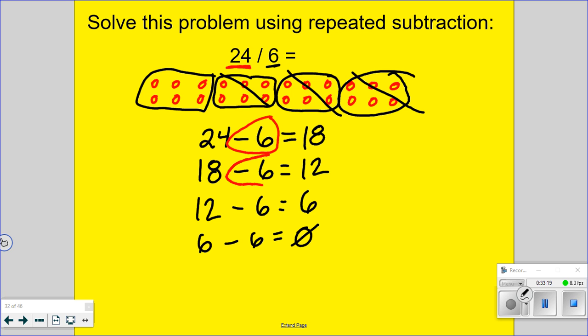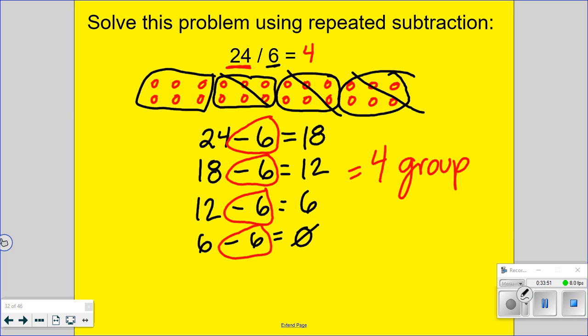Then I did another minus 6. There's another one of my groups. Then I did another minus 6. There's another one of my groups. Then I did another minus 6. Bowen, how many groups did I make and then get rid of? 4. 4 groups. That's what that is asking me. 24 things put into groups of 6 equals how many groups? 4 groups.